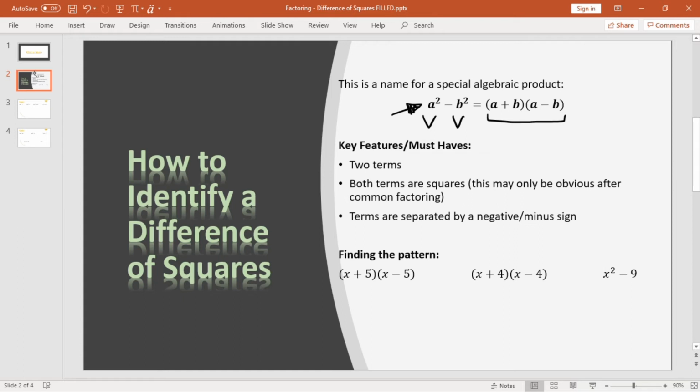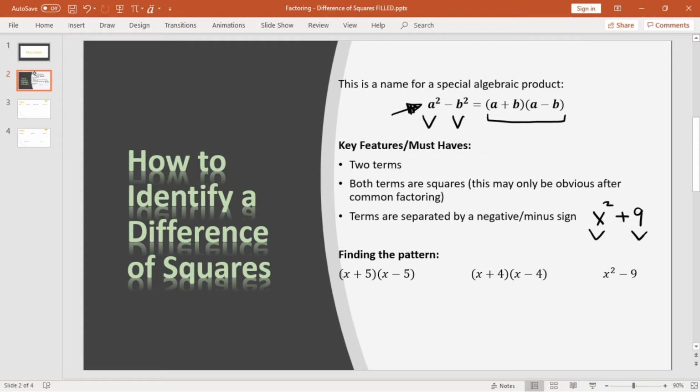So if I see something like this, not a difference of squares. The A is a square, the B is a square, but the sign in between is a plus sign or a positive sign. So this is not factorable. This will not work. So just bear that in mind. So let's look at how the pattern goes.